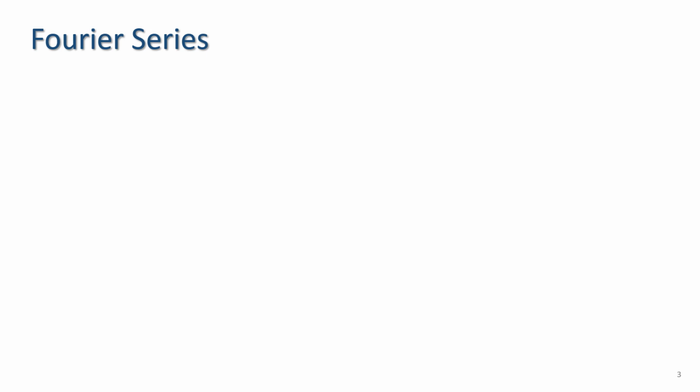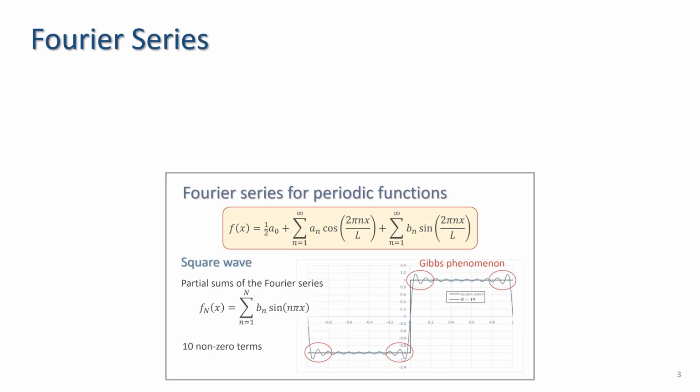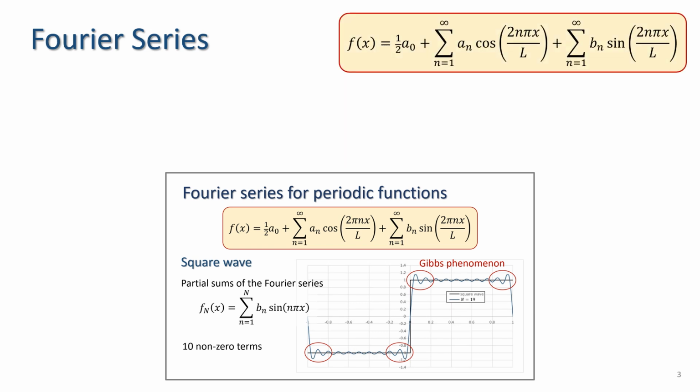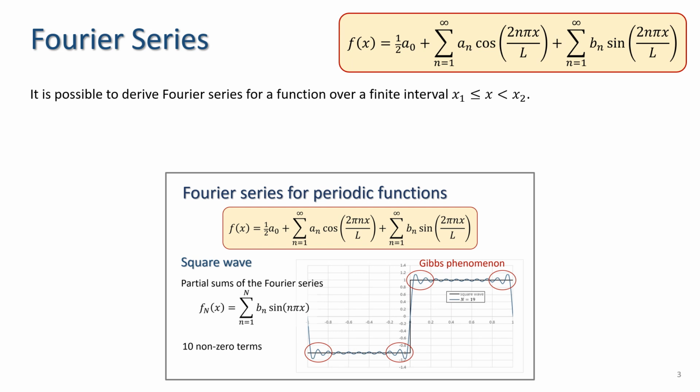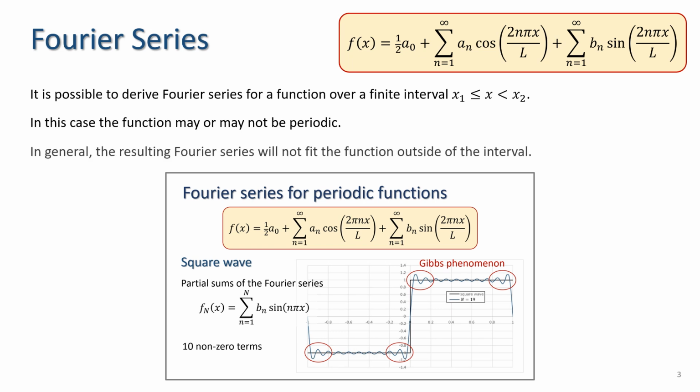We saw in my first video on Fourier series for periodic functions, how they can be used to express a periodic function as the infinite sum of trigonometric functions using the relationship shown here. This result can be generalized and applied to any function over a finite interval. In this case, it's irrelevant whether the function in question is periodic. However, unlike the periodic function case, the resulting Fourier series will not fit the function outside of the interval we used to derive the series.